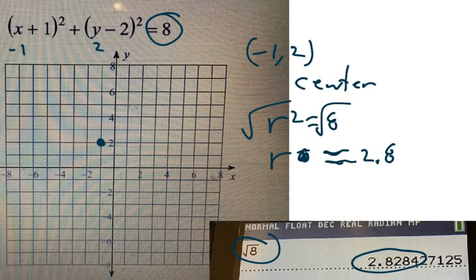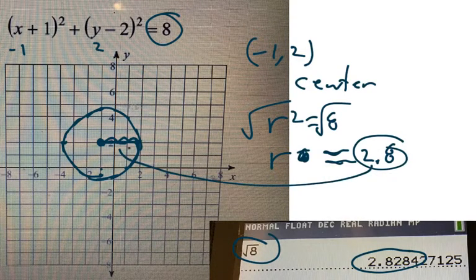So let's go ahead and just count 1, 2, and just short of 3 right there would be about 2.8. Same thing going up, just short of 3 up. 1, 2, just short of 3 to the left, 1, 2, just short of 3 down. Connect with an arc. There's my circle. The radius is approximately, again, 2.8 with a center of -1, +2.